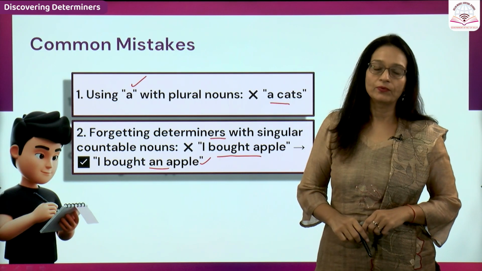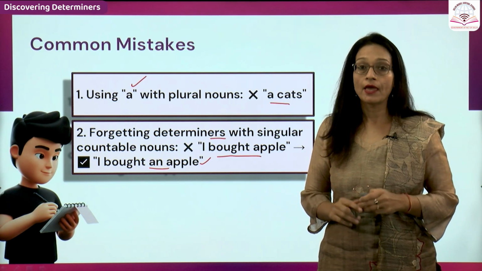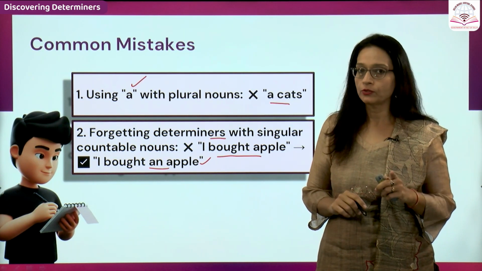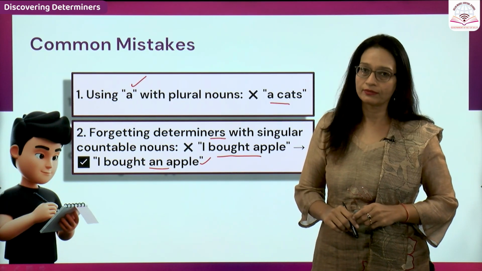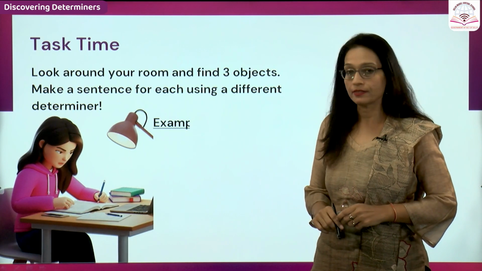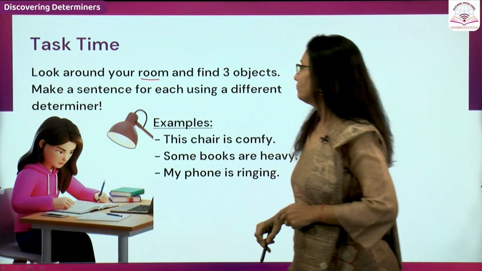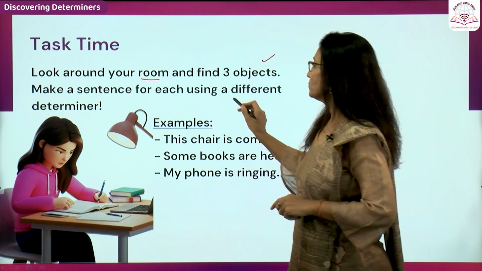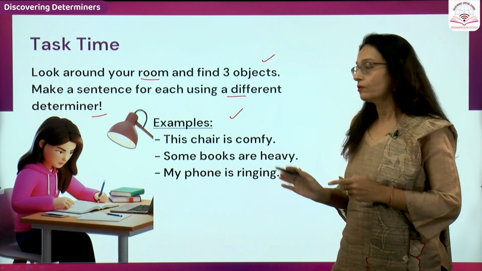So now that we have talked about determiners, various types of determiners, and also tried our hands on using the determiners and also some of the common mistakes, it's time to end our session. Before I end this session, I'm going to leave you with a task. The task is that you should look around your room and find 3 objects. Make a sentence for each using a different determiner. There are some examples for your help.